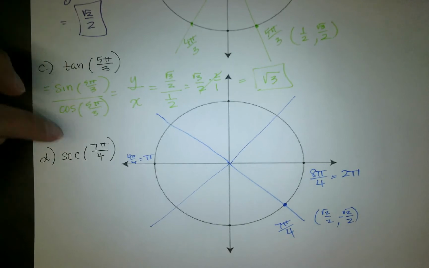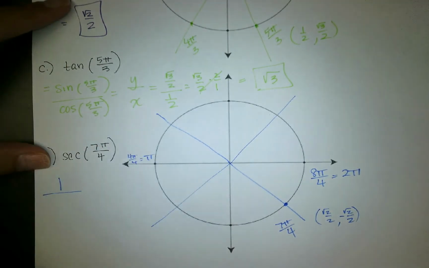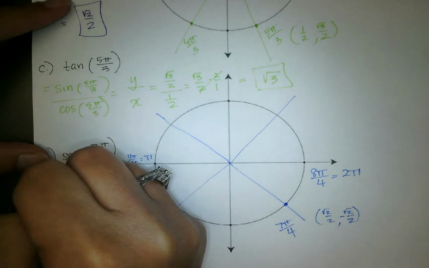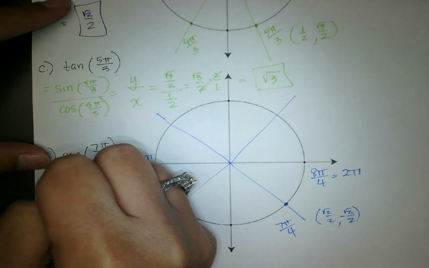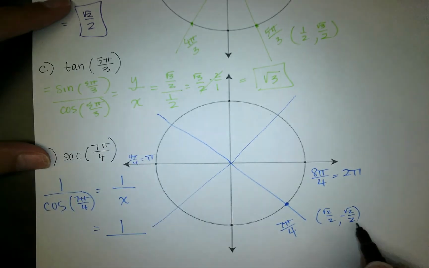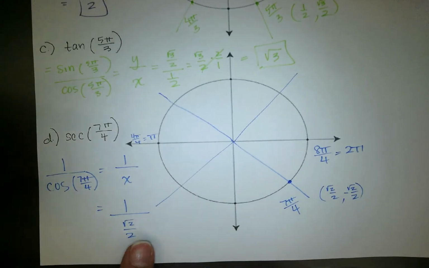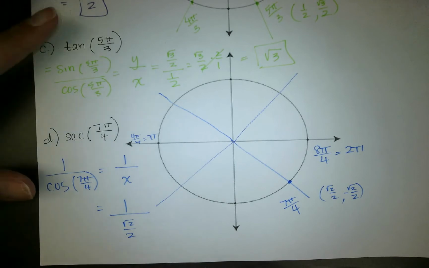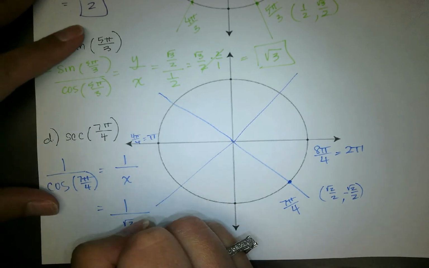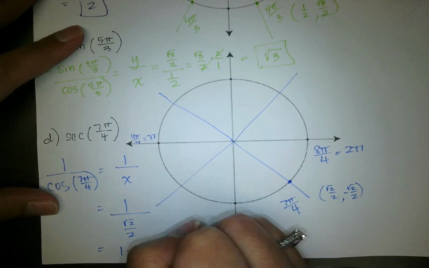Alright, I want secant. So secant is, by definition, 1 over cosine, and it's 7 pi over 4. So that's 1 over the x. So that equals 1 over, what's my x value? Positive square root of 2 over 2. People mess up these values all the time. Do not lose your negatives where they're supposed to be. Multiply by the flip. That's 2 over root 2.